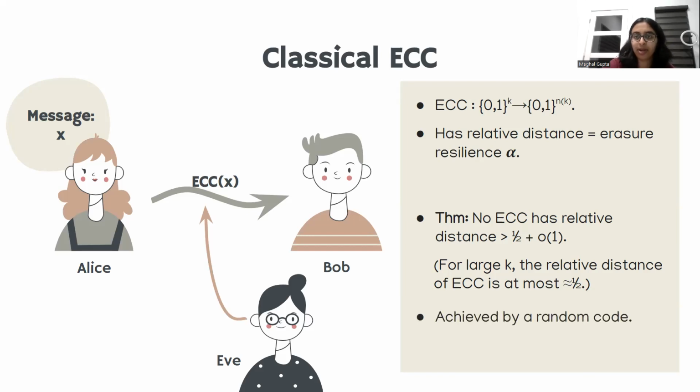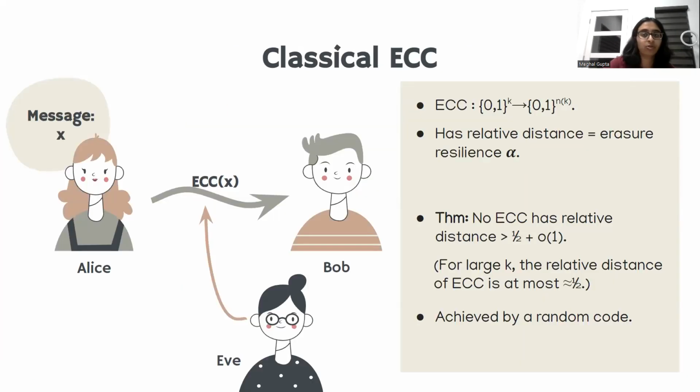And if you want to think about how to achieve a distance of 1/2, it might be a useful heuristic. It's achieved by a random code. What I mean by this is for every possible message Alice could have sent in {0,1}^K, she chooses a random message in {0,1}^N, where N is much larger than K, that her message encodes to, and for N much larger than K, the closest pair of messages will be distance 1/2 apart.